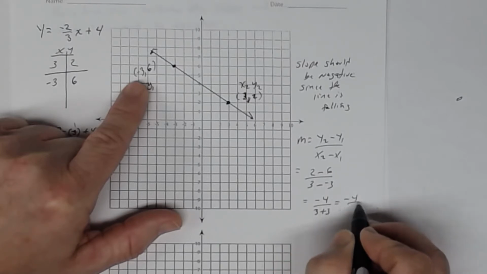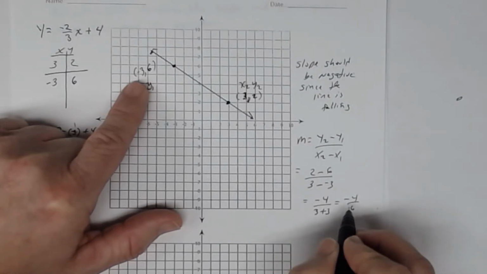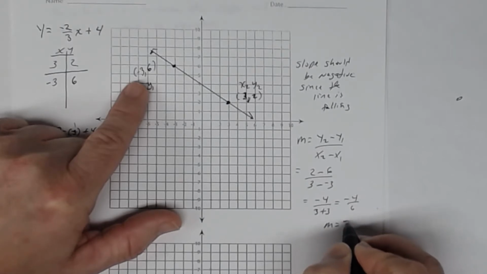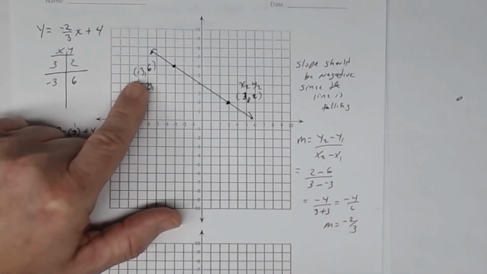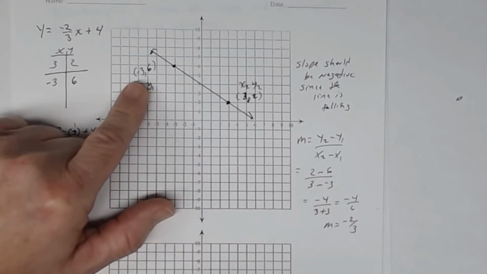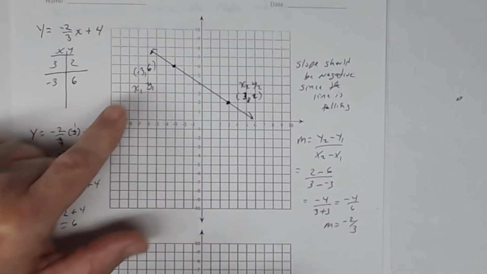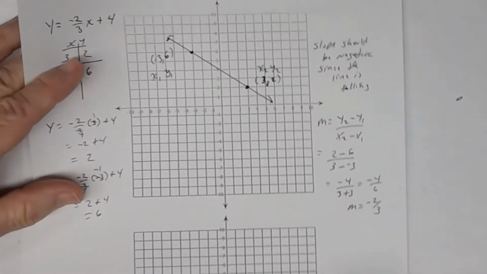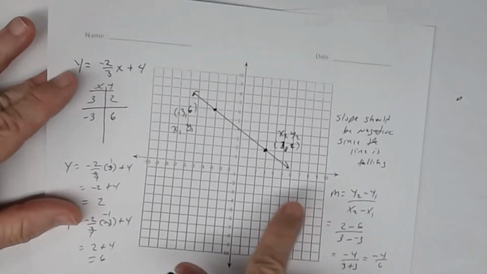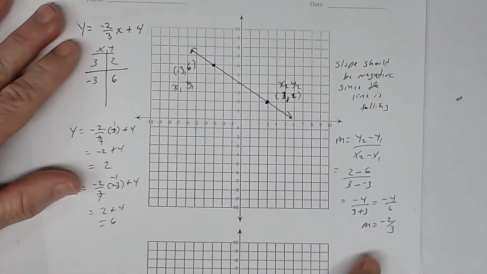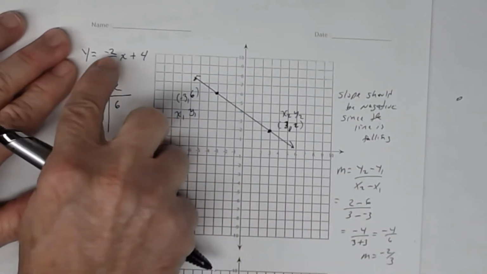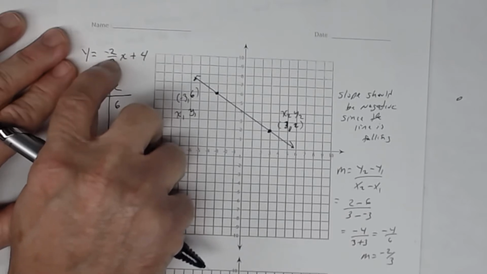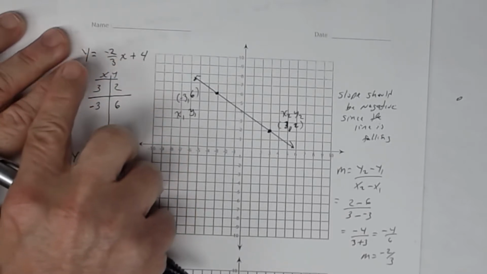So I get negative 4 divided by 6, reduce, always reduce, so your slope is negative 2/3. So there's my slope, negative 2/3. So the slope of this line is negative 2/3. Now remember the idea was that relationship, right? I want you to look at this number here and then look at your equation. Negative 2/3 is that coefficient in it. So keep that in mind now.